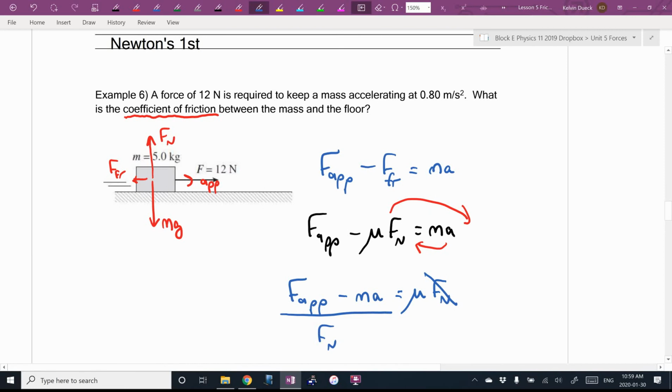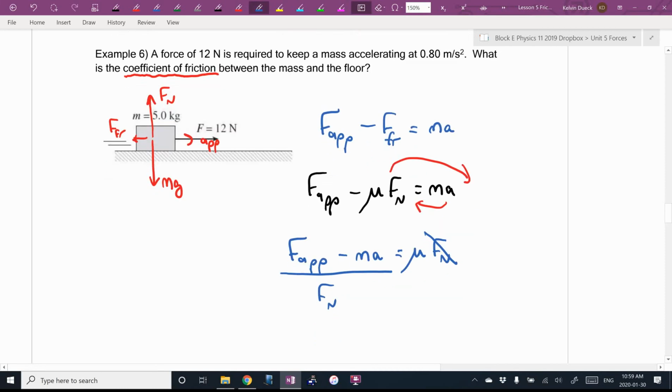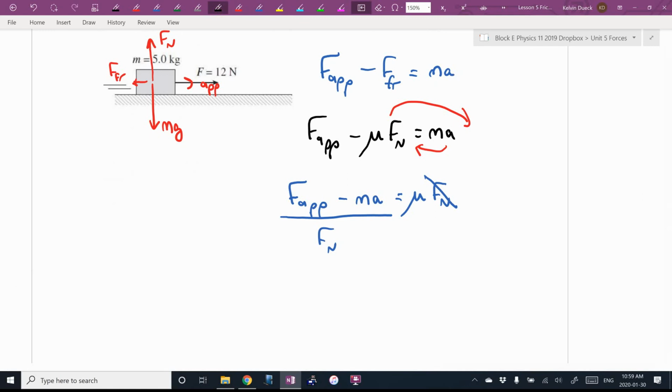Are you starting to notice that some of the math that we've been doing is becoming repetitive? Different variables, but we've done that divide thing before. Oh, problem. I don't know the normal force. Oh, but look, I don't know the force the same size as the normal force. Which one? Mg. So I can say this, mu is going to be F applied minus MA over MG.